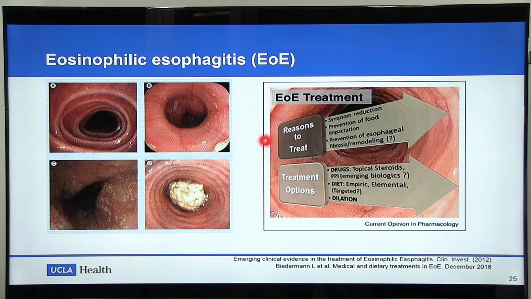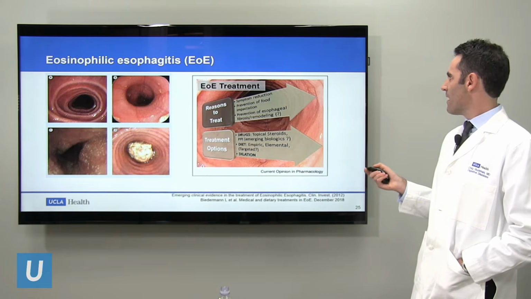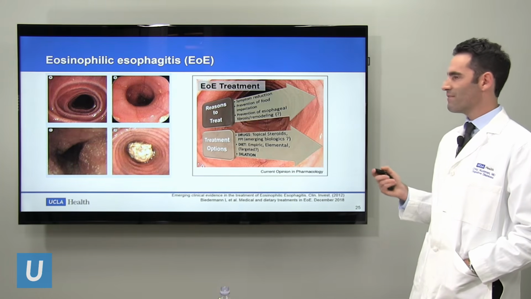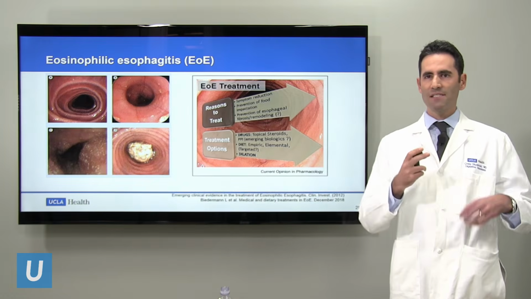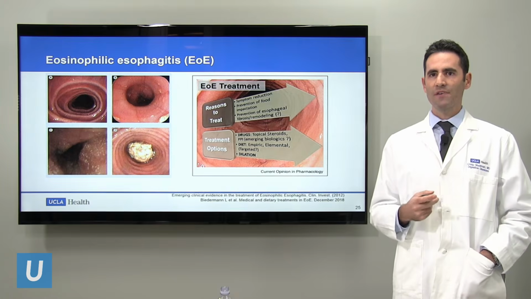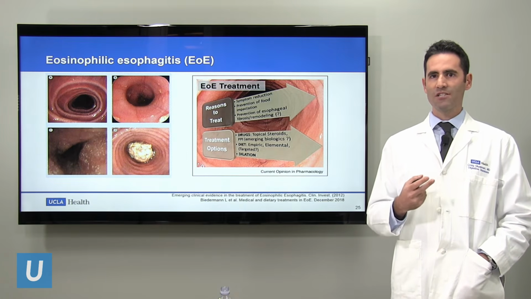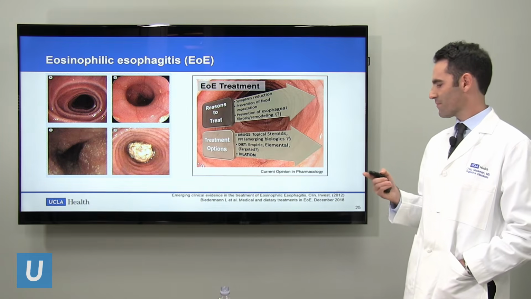So why is it important to treat EOE? Obviously we want to decrease the chance that solid food impaction can happen, and we want to decrease fibrosis. What fibrosis means is that the esophagus gets scarred, and the scarring leads to narrowing. So it's very important if a patient is diagnosed with EOE that we give them medication to decrease this fibrosis.